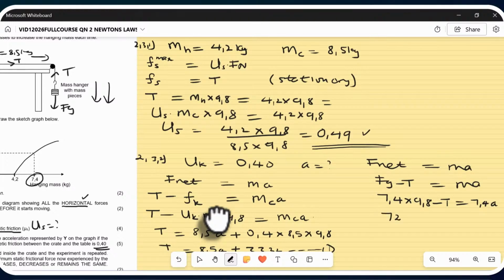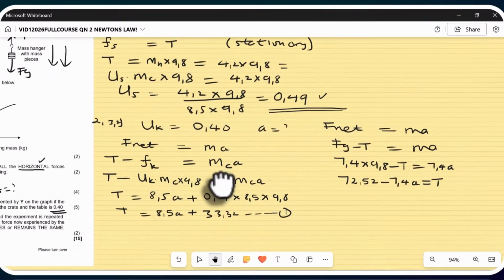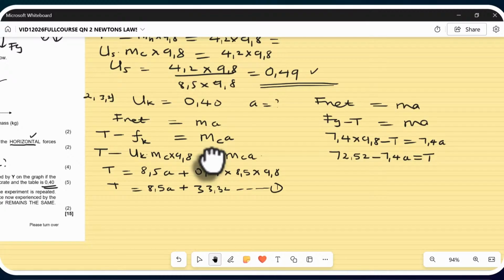So we have two equations now. This was equation 1, and this is equation 2. Now the string is inextensible, which means equation 1 should equal equation 2. It must be the same tension. So I'm going to say that 8,5a plus 33,32 should be equal to 72,52 minus 7,4a.